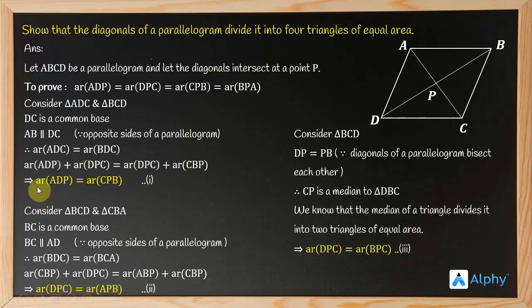Okay, so here we have proved that area ADP is equal to CPB. Here we proved that CPB is equal to DPC. And here we proved that DPC is further equal to APB. So from these three equations, we can say area of ADP is equal to area BPC from 1. And area BPC is equal to area DPC from 3. And area DPC is equal to area BPA from 2. So that proves it. That proves that all the four triangles formed have equal areas.